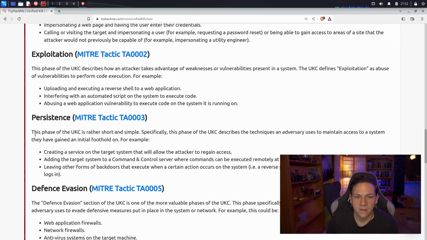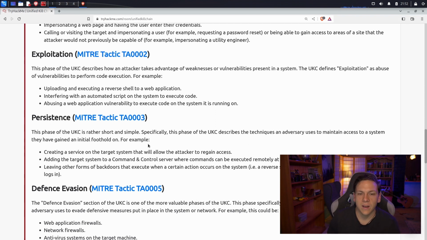Persistence. This phase of the UKC is rather short and simple. Specifically, this phase of the UKC describes the techniques an adversary uses to maintain access to a system they have gained an initial foothold on.